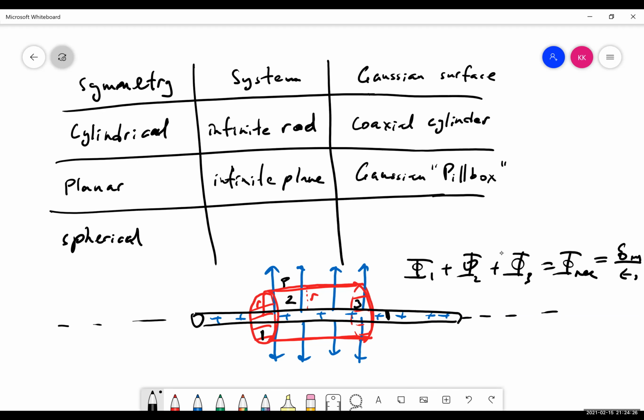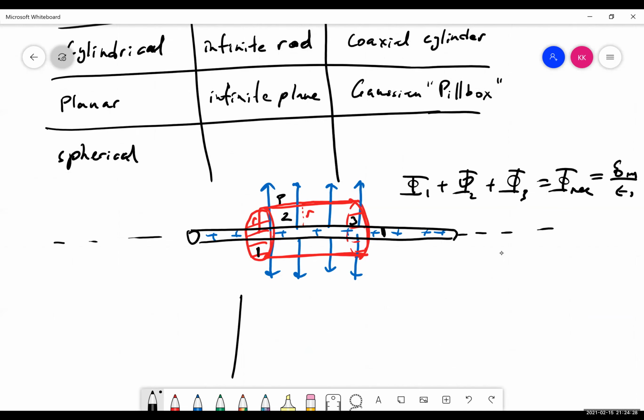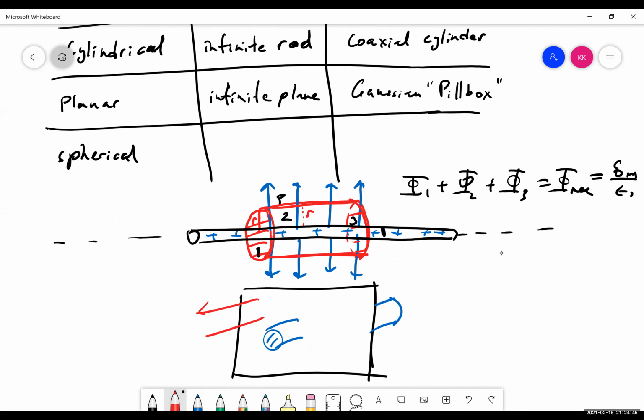Okay. Now, what is that? So let's say you have some kind of infinite sheet like this. Then assume that it extends all the way to infinity, right? So what we do here, we just use some kind of pillbox like this. It goes like this and comes out of the other side. So the electric field here kind of goes like this through that.